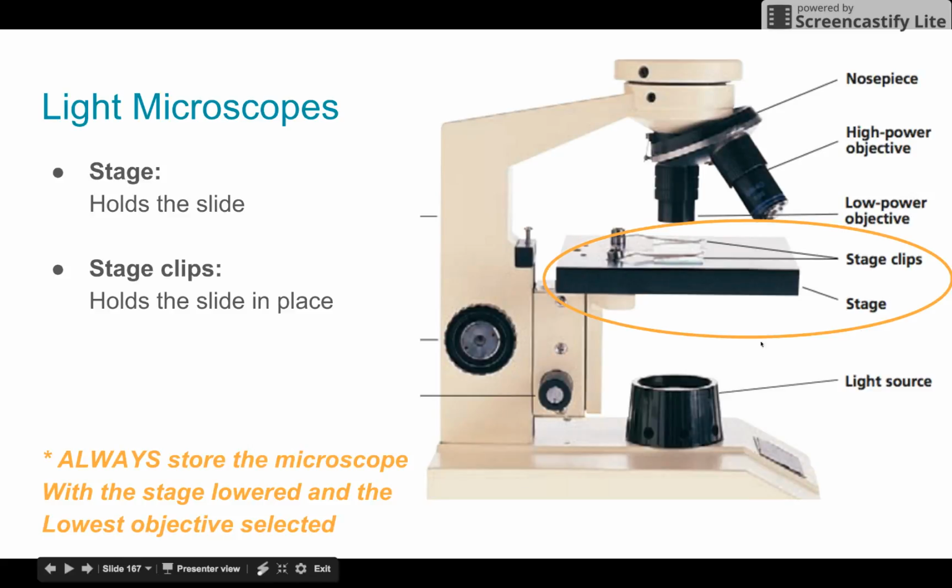Okay, next we have the stage, which is this platform here, and the stage clips, which hold the slide into place. And when we store the microscope, we always have the stage lowered and the lowest power objective or the shortest objective chosen. And this is because, again, we want to make sure that the stage is not anywhere near the objective lenses so that they do not get damaged.